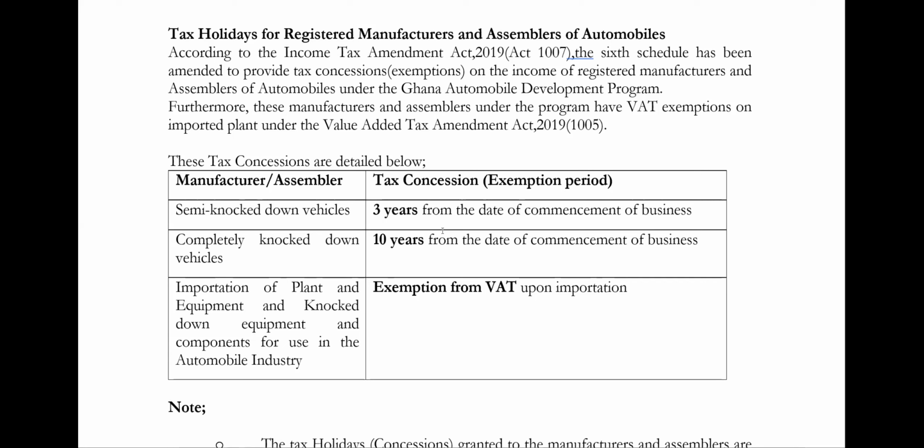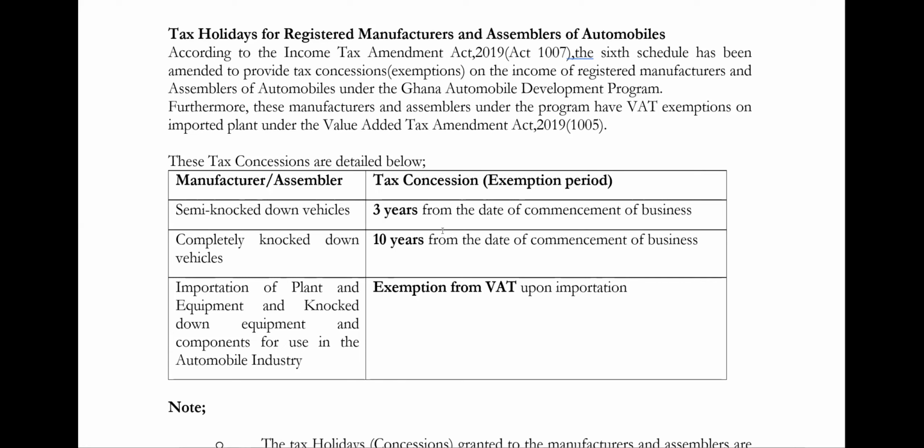So we are saying that you can have people who either assemble or manufacture semi-knockdown vehicles, okay? And those who deal with completely knockdown vehicles, right? Now, for semi-knockdown vehicles, partially knockdown vehicles, these people enjoy a 3-year exemption. It's a complete exemption. This tax holiday, you don't pay 1%. That's why I've separated it. I didn't add it to the other one. Complete exemption. So for the first 3 years when you commence business, you're completely exempt from tax.